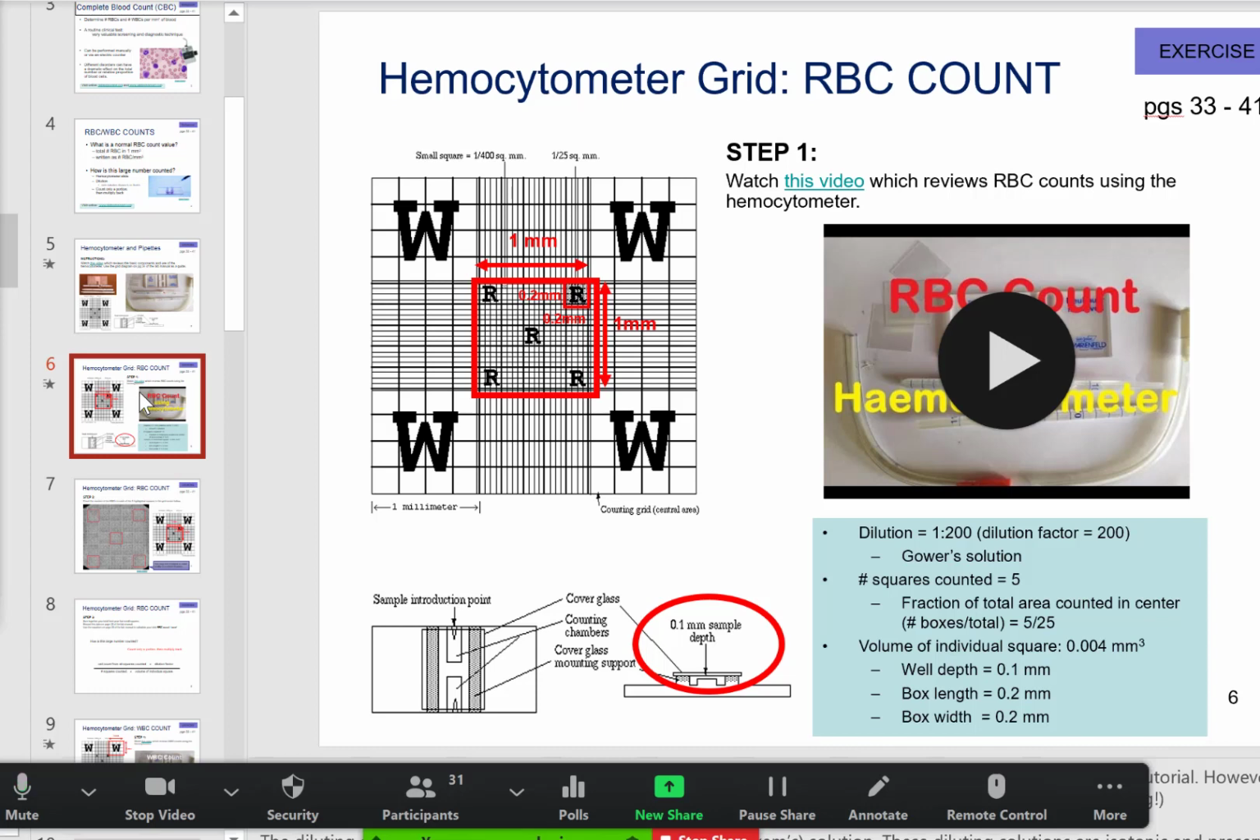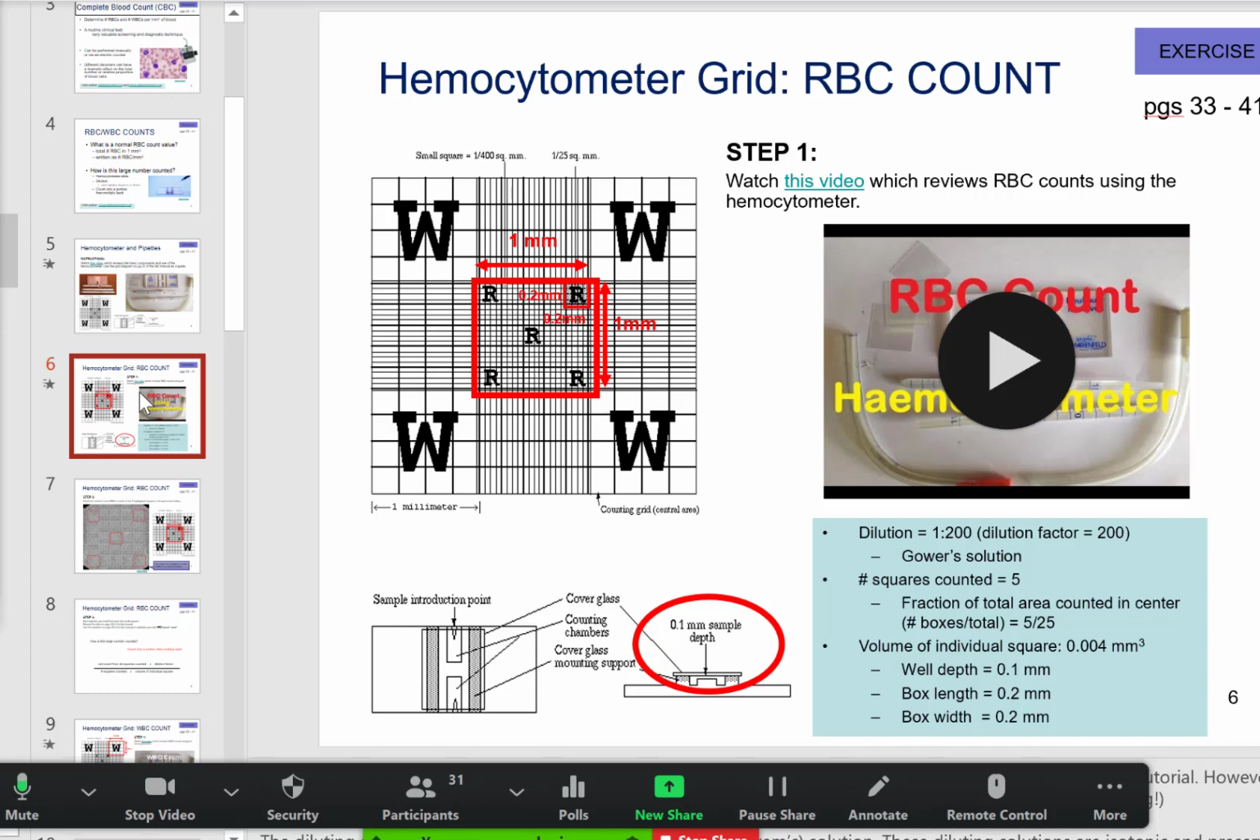Within that red center square, you're seeing 5 smaller squares with an R in them. And those smaller squares are the squares we're going to count. So we're going to count 5 squares, not this large big square. Remember, we don't want to be doing this the whole semester. And those 5 smaller squares have the following dimensions. They have a width of 0.2 millimeters, a length of 0.2 millimeters, and when the cover slip is on, we get a height of 0.1.